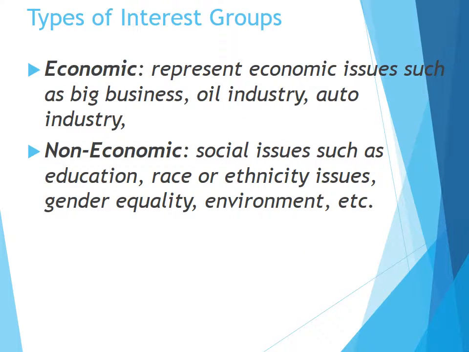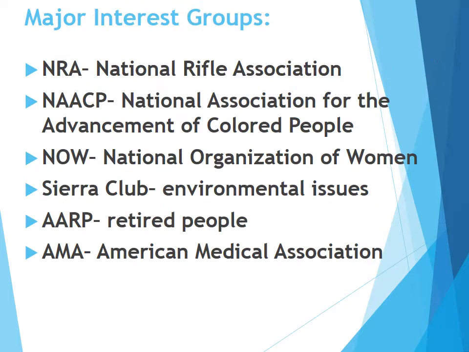We have a couple of different types of interest groups, but most of them are based off of whether they are talking about money or not, because that is what it all boils down to in politics these days. So economics are things like big business, the oil industry, the auto industry. Non-economics are a lot of social issues. We have education, race, ethnicity, gender equality, the environment. So those are the two different types of interest groups that we'll be talking about for this class.